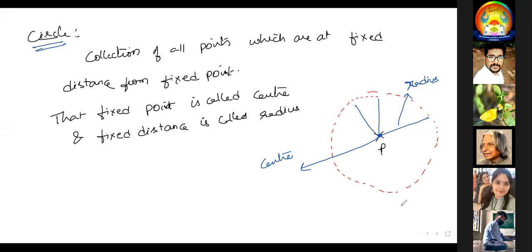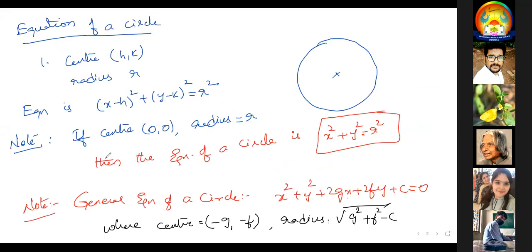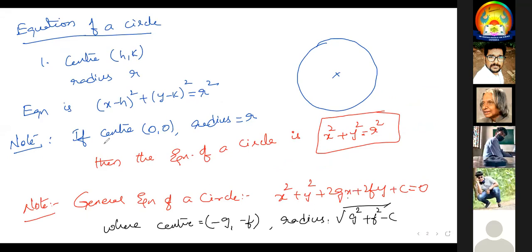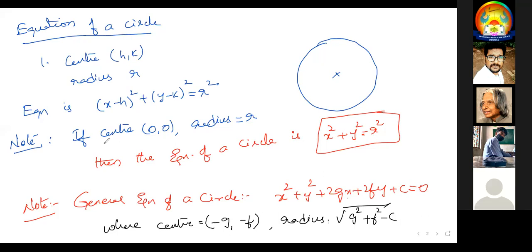You copy the next one. Please copy what I wrote first; meanwhile, I'll give a voice over also. If the center is h comma k and the radius is r, then the equation of the circle is (x minus h) whole square plus (y minus k) whole square is equal to r square. If sometimes the center becomes 0, 0, the origin, then the equation of the circle becomes x square plus y square is equal to r square.